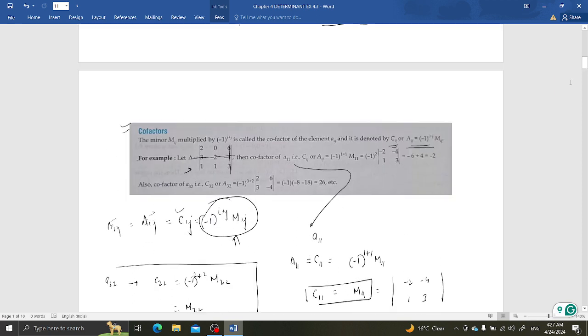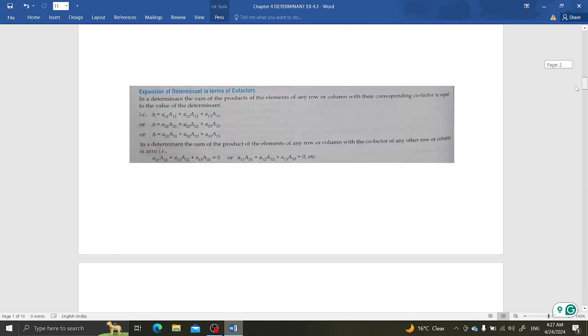I think you got the idea of how we can find the cofactors corresponding to each entry. So again, the cofactors are also nine. Okay, move on to the next one.